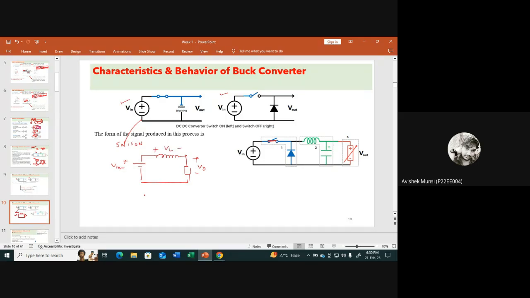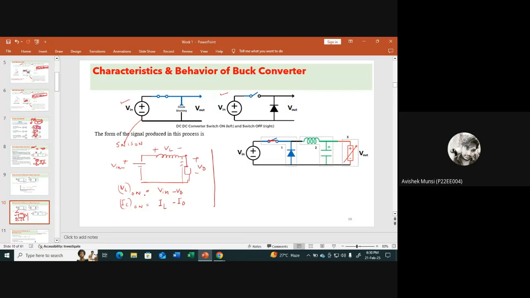During the on time, if we apply KVL here, we'll see that VL on is equal to V in minus V0. Similarly, if you consider the capacitor here, the current across the capacitor IC on will be equal to the current across the inductor minus the load current.